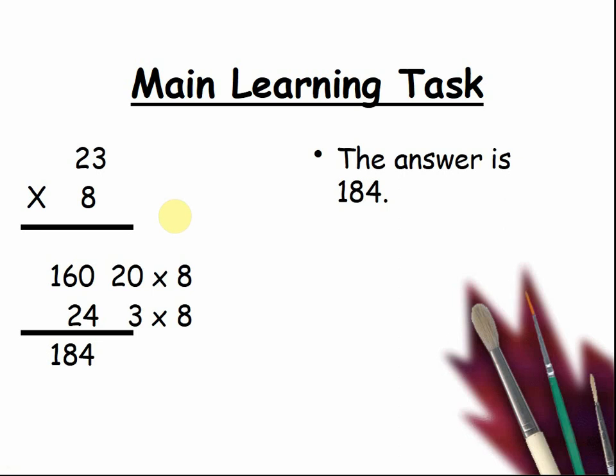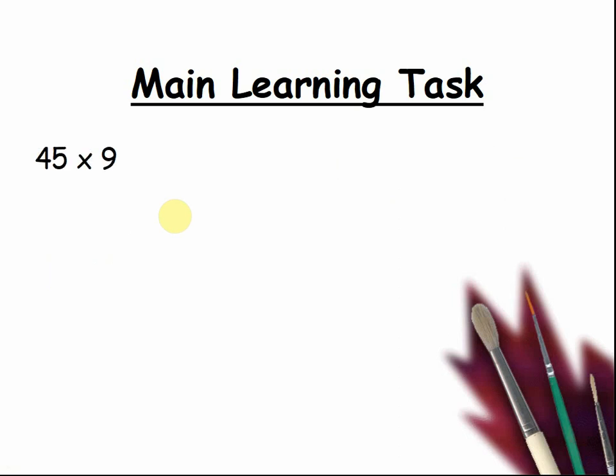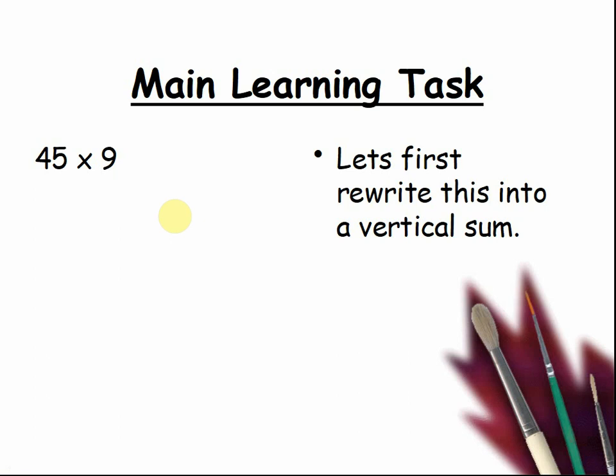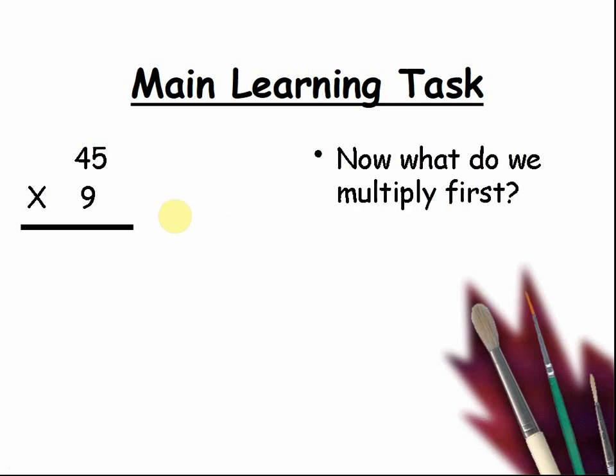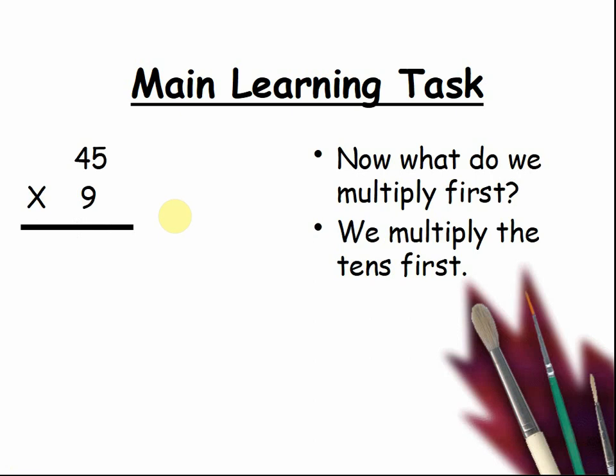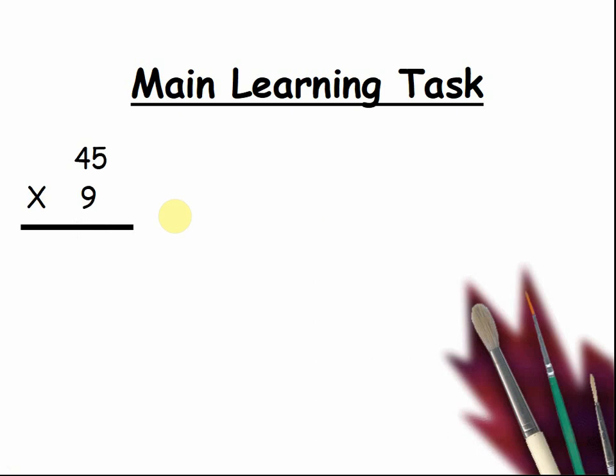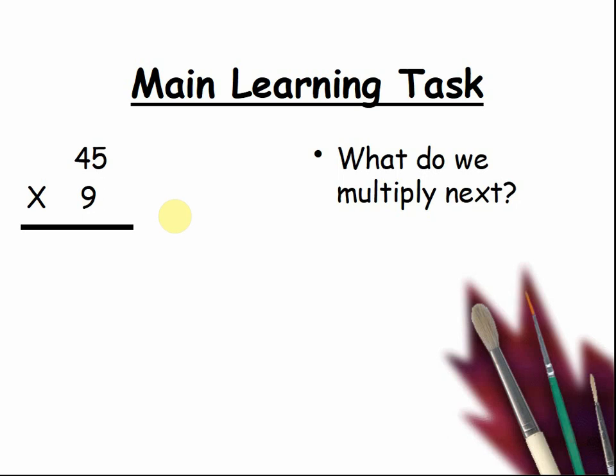The answer is 184. This is 45 times 9. Let's first rewrite this into a vertical sum. Okay, now what do we do? Now what do we multiply first? We multiply the tens first. So you do your 9 times 40 and write it down. What do we multiply next? We multiply the units. So we do 9 times 5 and write it down.